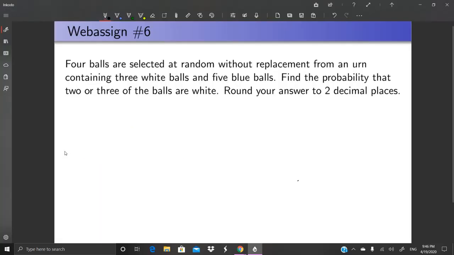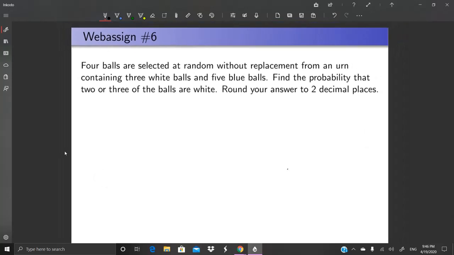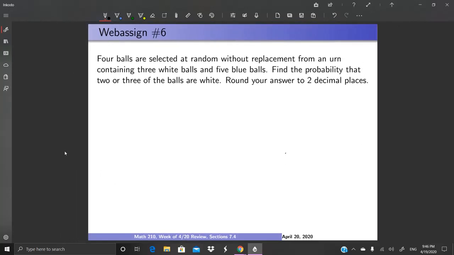Here's our first example. This is WebAssign number 6 in 7.4. Four balls are selected at random without replacement from an urn containing 3 white balls and 5 blue balls. So let me go ahead and write that down. You get 3 whites, 5 blue, and of course you can see that this is a total of 8 balls. That's the first piece of information. So we know that we're selecting 4 out of the 8 balls total. But let's read on so that we can see exactly how many of each we have to select.